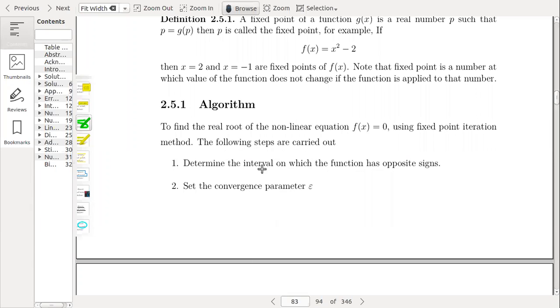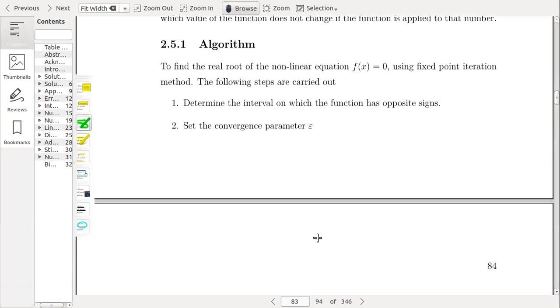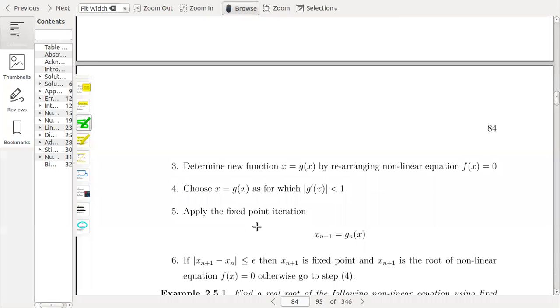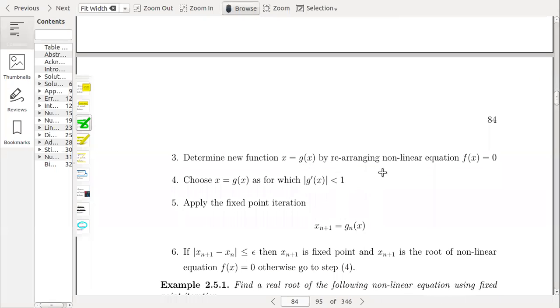Set the convergence parameter. We need to define how much accuracy we need, how many decimal places we need a correct answer to. If we are asked to find the answer correct up to 3 decimal places, it means the value of our epsilon should be equal to 0.0001 over 2. Then determine the new function x is equal to g of x by rearranging the nonlinear equation f of x equal to 0. This is the third step.